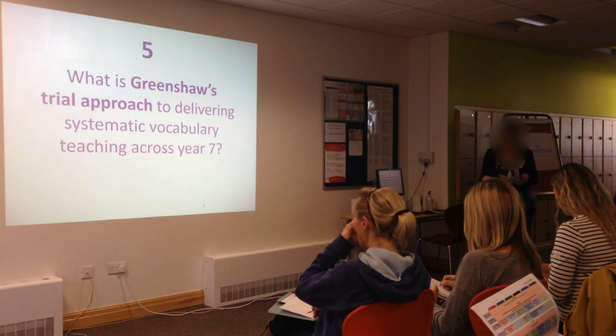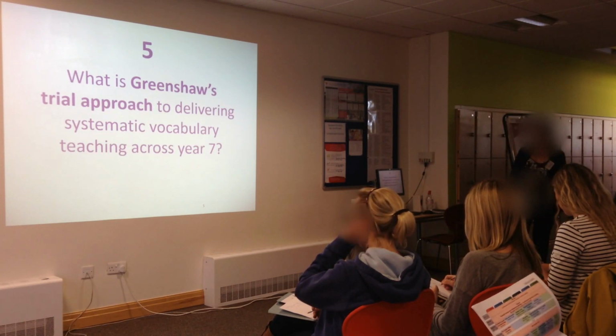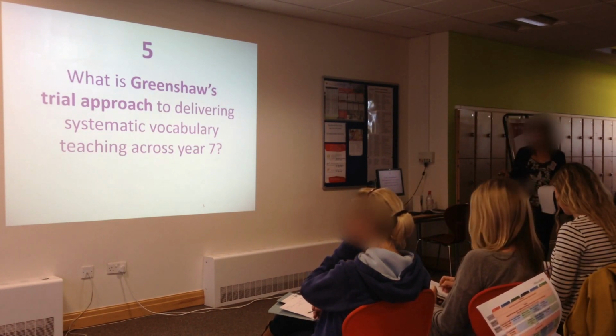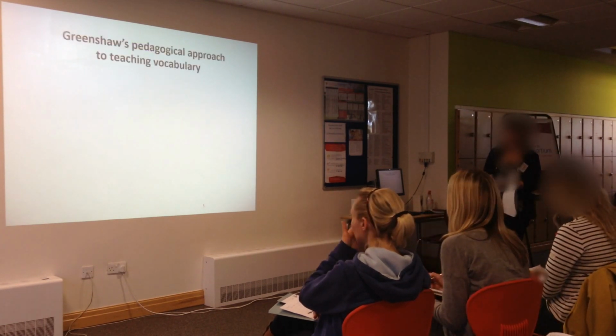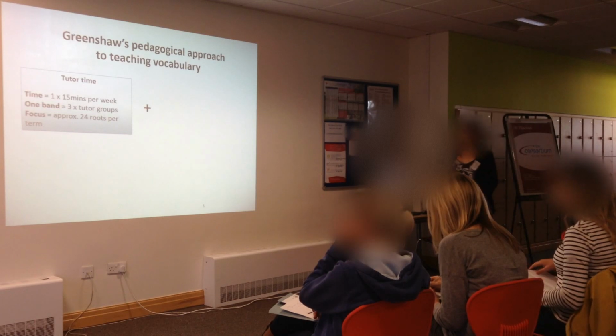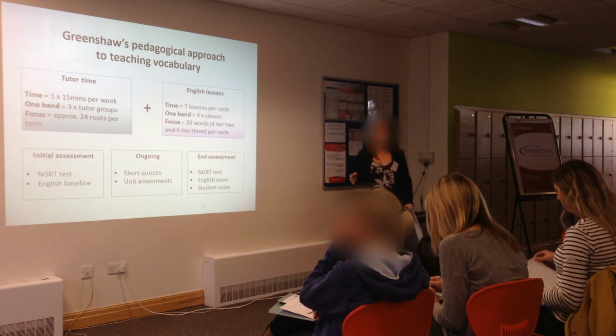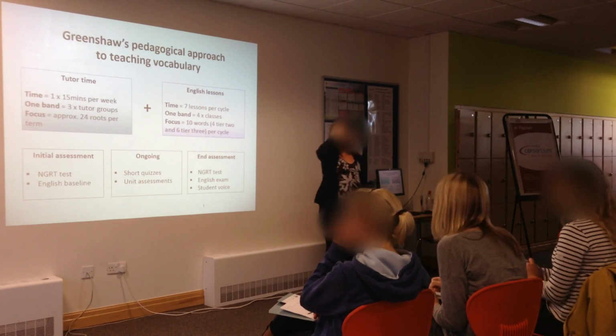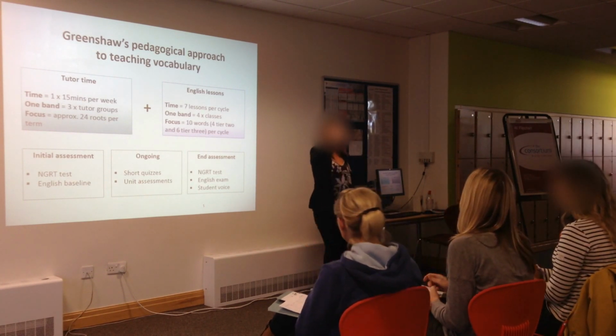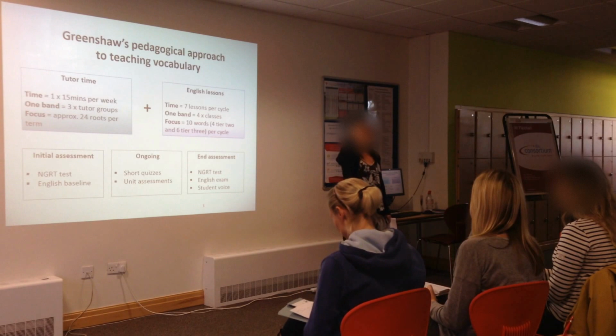So finally, as I move on to this fifth objective: what is our trial approach to delivering systematic vocabulary across year seven? We have made use of all the research that we've done, and we've got two separate strands. The best practice is three, the third one being silent independent reading.